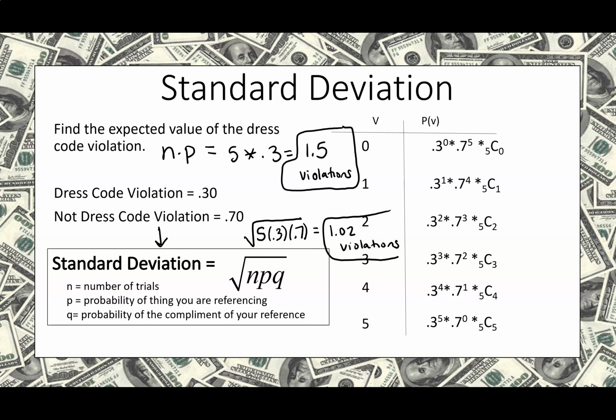So although the average is 1.5 violations, the standard deviation means that the spread is about 1 violation per year. So we should expect majority of the data to be within 1 violation of 1.5. Remember, that's what standard deviation measures, the spread, how far from the average that your values are going to tend to be.